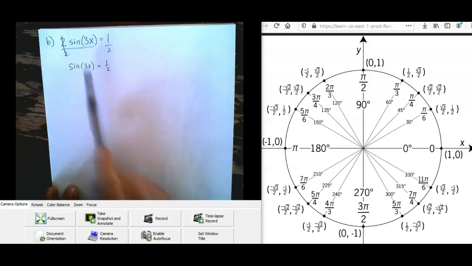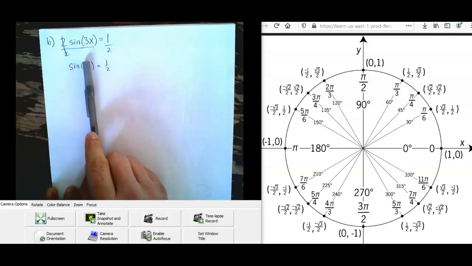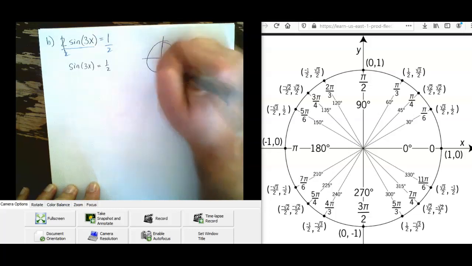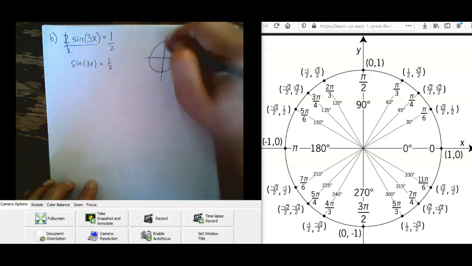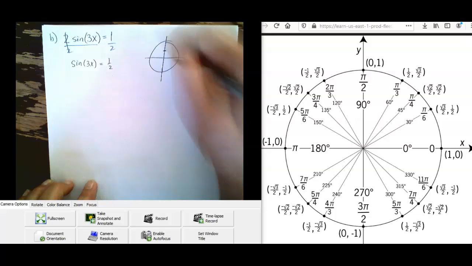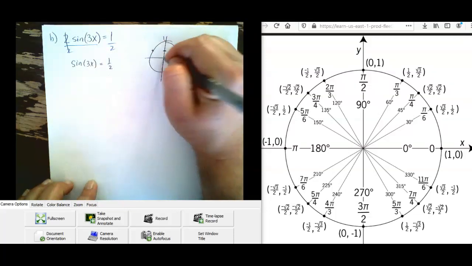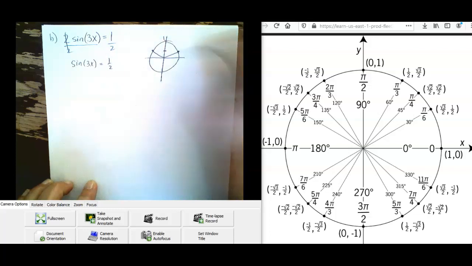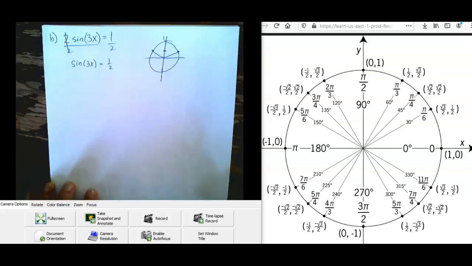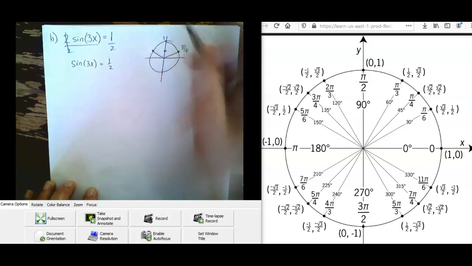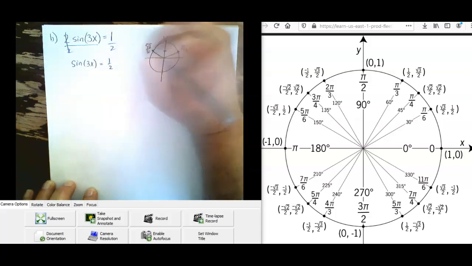So then again, we disregard that 3x for a minute. Where is the sine equal to a half on the unit circle? Well, sine is the y-coordinate, so that would be here, at a half, right? So we have points there and there. So these aren't the pi over 4s, but these are the pi over 6 angles, right? The pi over 6 angle here is pi over 6. And over here, 5 pi over 6.